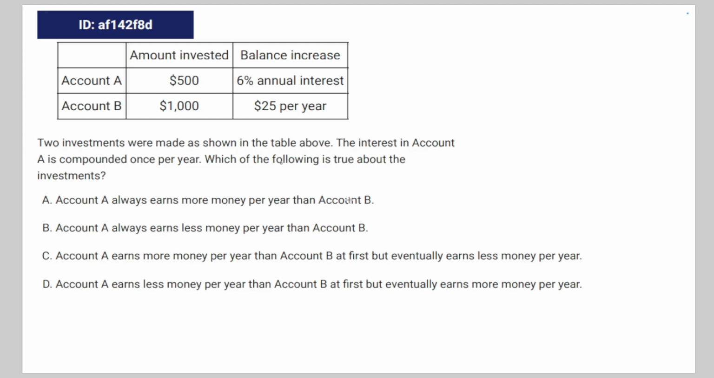So to just wrap up the section in general, we're given the following question. 2 investments were made as shown in the table above. The interest in account A is compounded once per year. Which of the following is true about the investments? So looking at account B, this is actually pretty cool because we can express this in the slope-intercept form. That's going to be $25 per year, which means that the slope is equal to 25 times x, and we have amount invested, therefore we start with 1,000, so that's going to be a y-intercept of 1,000. And this is to describe a linear function, by the way. Keep that in mind for later.